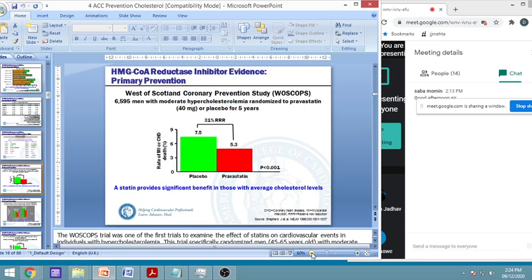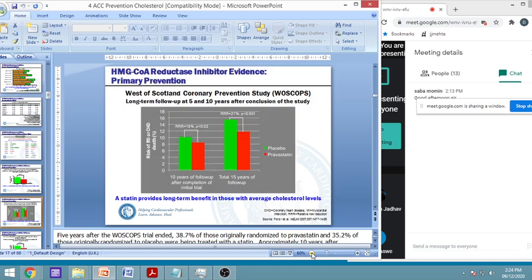So what this shows, the first one is West Scotland Coronary Prevention Study, that is WOSCOPS. Around 6,500 men were there, and it was found that the rate of myocardial infarction, or the death because of these coronary artery problems, was reduced to 5.5%, compared to 7.5%. So it was very good. That is 2.5% of the people were saved. It shows significant benefit in the people in the myocardial infarction.